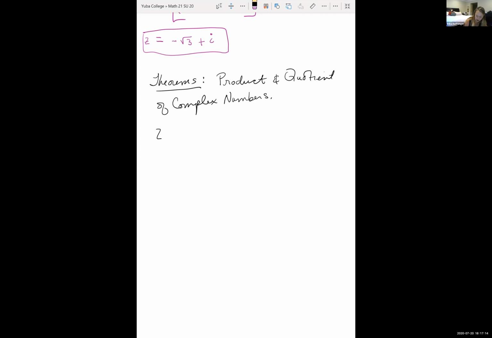So if you are multiplying, let's say z sub 1 is equal to r sub 1, e to the i theta sub 1 power. And z sub 2 is equal to r sub 2, e to the i theta sub 2 power. So if these are two complex numbers, then we can say the following. If we multiply z sub 1 times z sub 2, this is equal to, let's just rewrite it in the exponential form. So this is the same thing as r sub 1 e^(i theta sub 1) times r sub 2 e^(i theta sub 2).